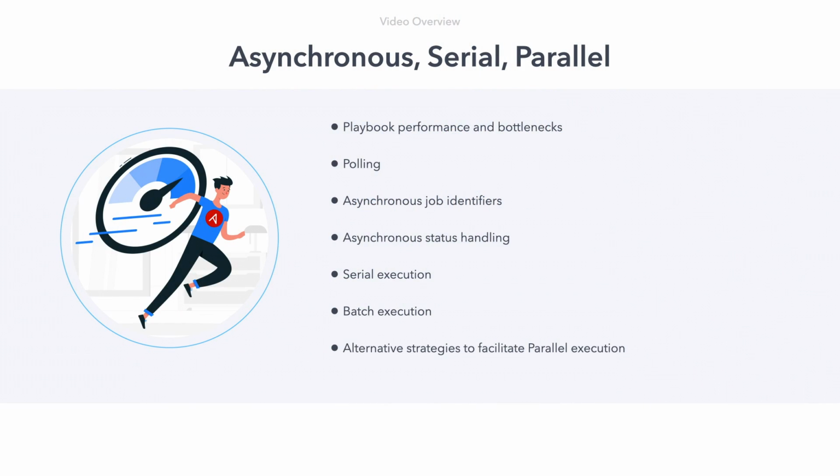This section of the course focuses on the performance aspects of Ansible and how we can improve performance through some of the features built into Ansible. We'll explore playbook performance and bottlenecks. We'll take a look at polling, asynchronous job identifiers, asynchronous status handling, serial execution, batch execution, and alternative execution strategies.